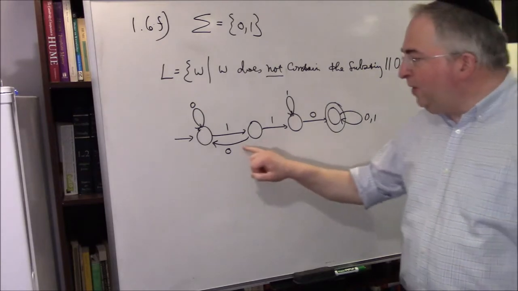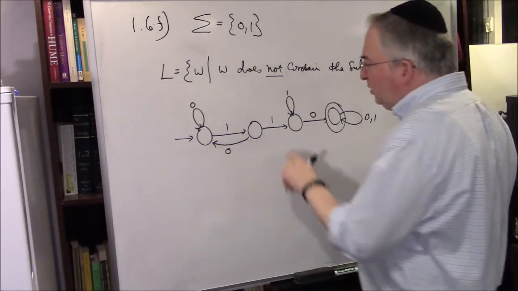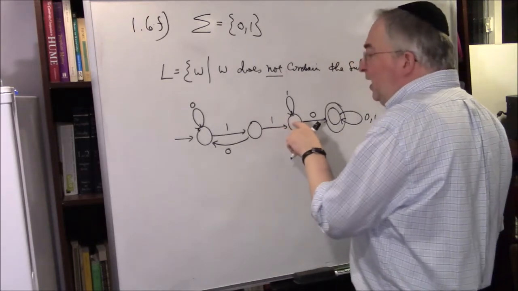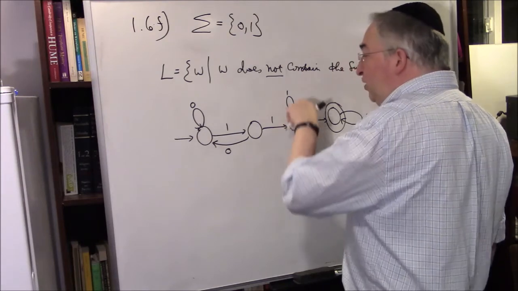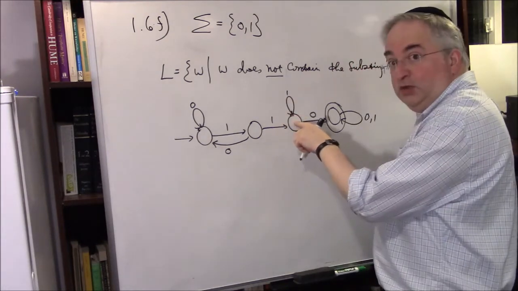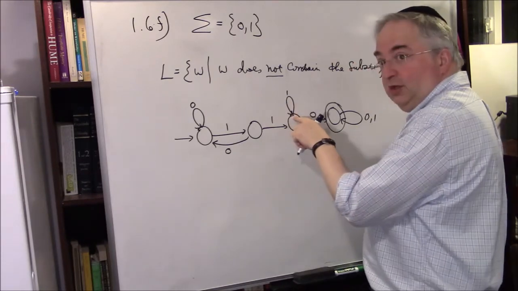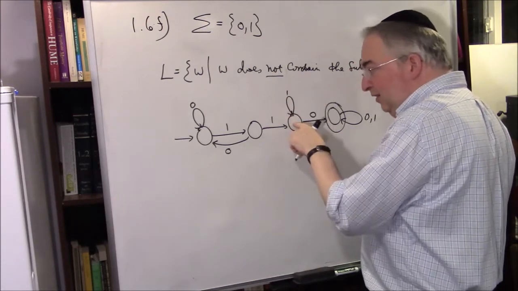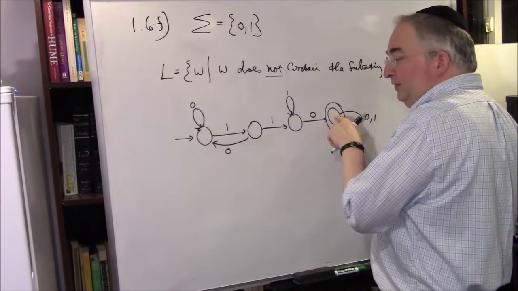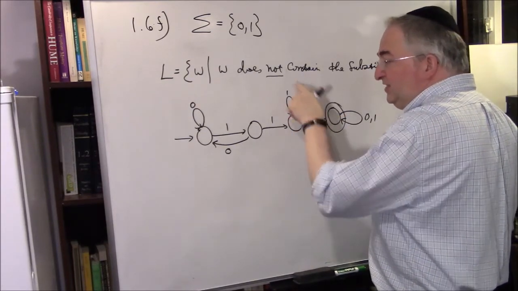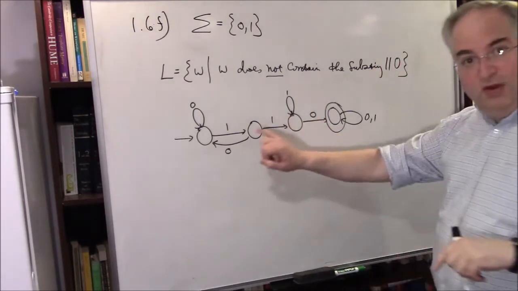Why? How come over here I went back and over here I didn't? The answer is because when I'm here, I just saw two 1s, 1, 1, and I see another 1, I wait here because I just saw three 1s. And if I see another 1, I stay here because that might be the other one. If I see a 0, I'm done. But I could see 50,000 1s and stay right here. This is very important.